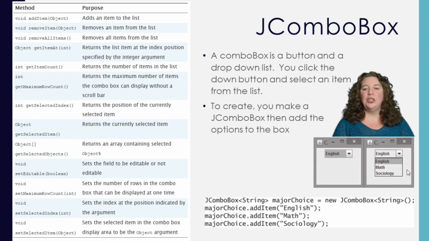By the way, you can use an enumerated list of items at this point. So if I had an enumerated list of major options, I could then do a loop to add each one of those to the majorChoice combo box automatically. Make my life a little easier. Okay?